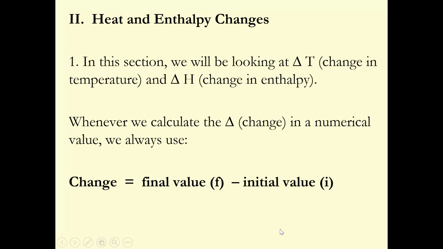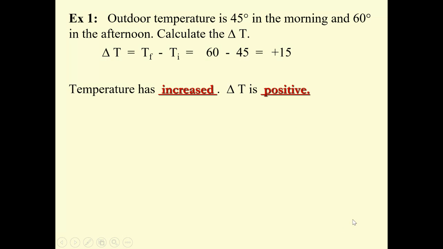So in this section, we'll be looking at the concepts of delta T, a change in temperature, and delta H, a change in enthalpy. We'll redefine enthalpy. But the important thing is we need to understand that whenever we calculate the delta or change in a numerical value, we always use the final value minus the initial value. And it's important to put them in the right order because that gives you the correct sign, positive or negative, for the change. So let's look at an example.